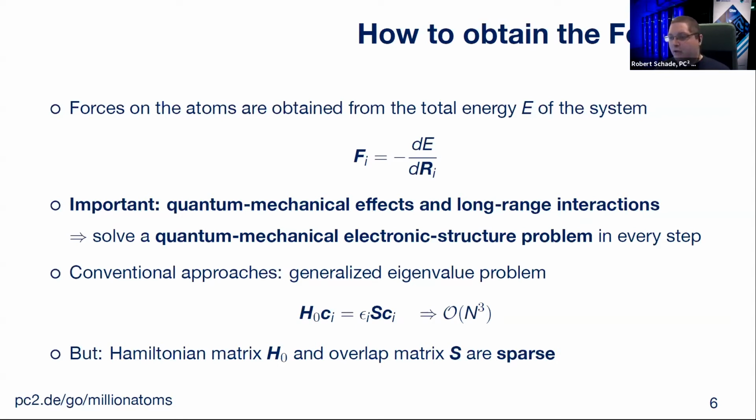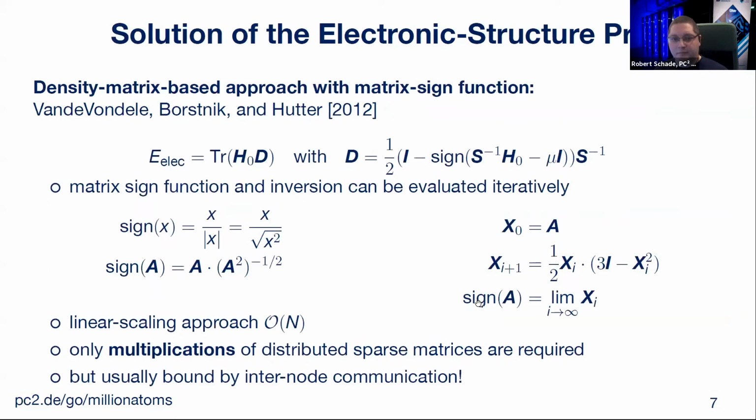However, if we take a sufficiently localized basis set for the representation of our electronic wave functions, we see that the Hamiltonian H0 and the overlap matrix become very sparse matrices. And that's essential for building a linear scaling method. One possible linear scaling method is a so-called density matrix-based approach that employs matrix sign functions.